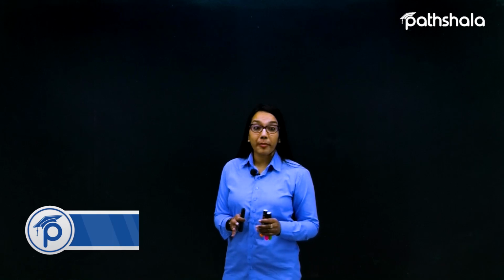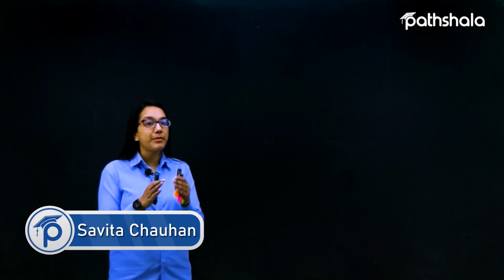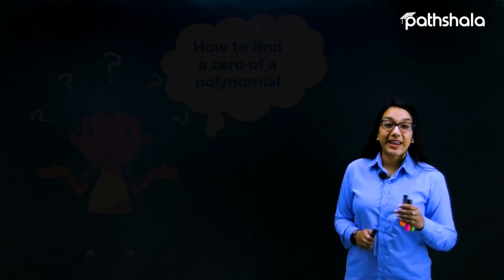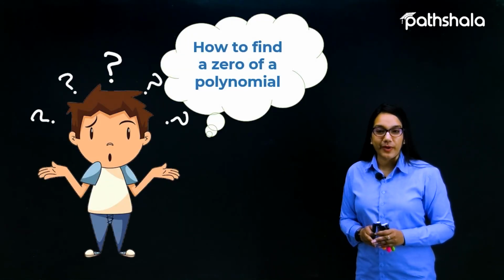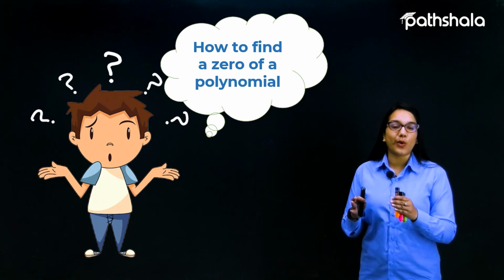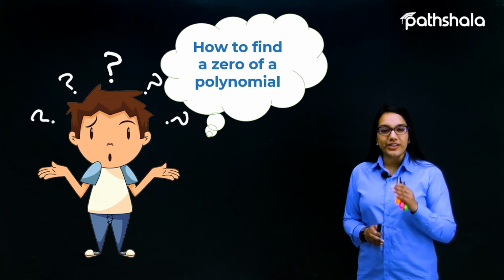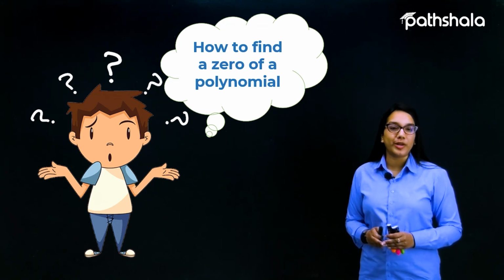Now, after the topic of whether the given value is a zero of the polynomial or not, let me ask you a question: can you find the zero of a polynomial? In a simple way, how do you find a zero of a polynomial if it is not given to you? Let's talk about how we can find the zero of a polynomial if the value is not given to us.